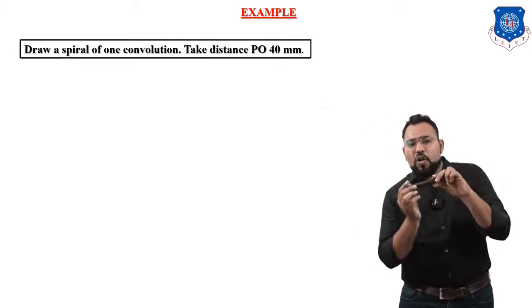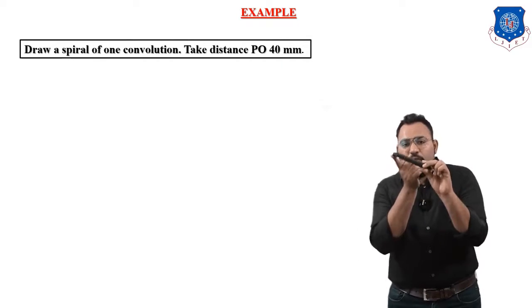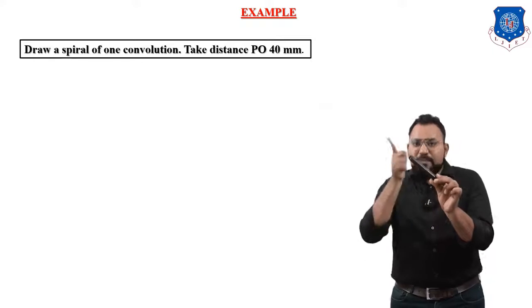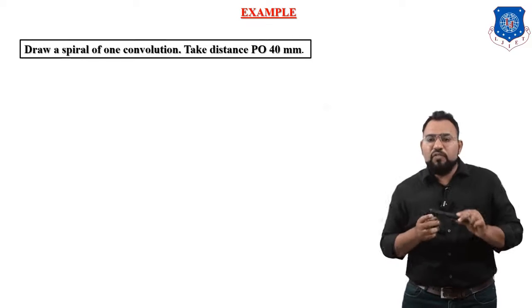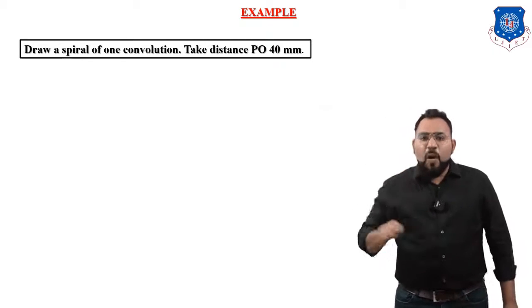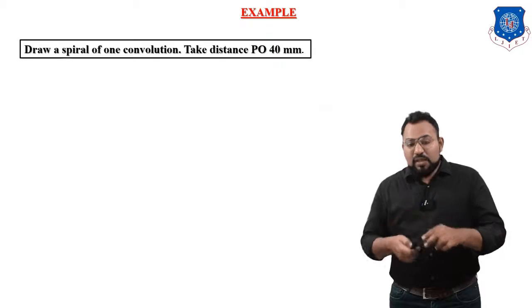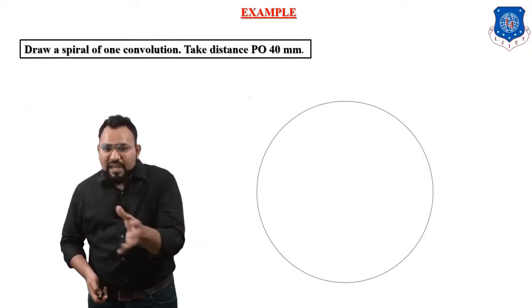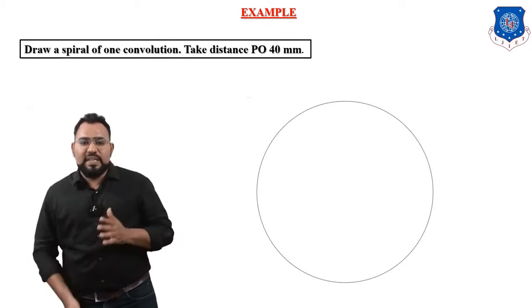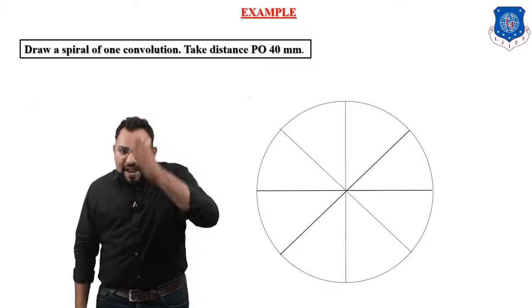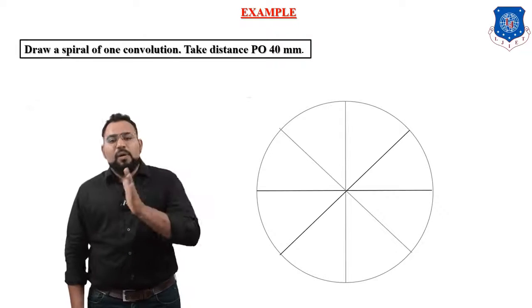So what is happening over here? This 40 mm line is revolving and is doing one complete revolution of 360 degrees. So what we have to do? First we have to make a circle of 40 mm radius. Now what we have to do? We have to divide this circle into 8 equal parts.